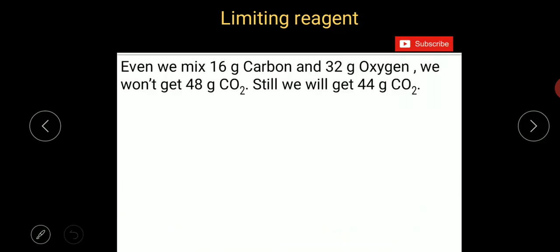But suppose instead of 12 grams of carbon, we take 16 grams of carbon and it is mixed with 32 grams of oxygen. Then can we get 48 grams of carbon dioxide? As per the law of conservation of mass, we know that in a chemical reaction, the total mass of products formed is equal to the total mass of reactants involved in the reaction. Here we are taking 16 grams of carbon and 32 grams of oxygen. Total mass of reactants is 48 grams. So shall we get the same 48 grams of carbon dioxide?